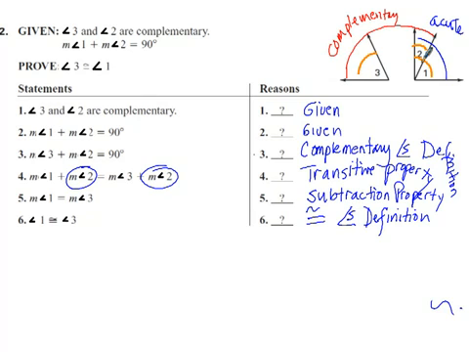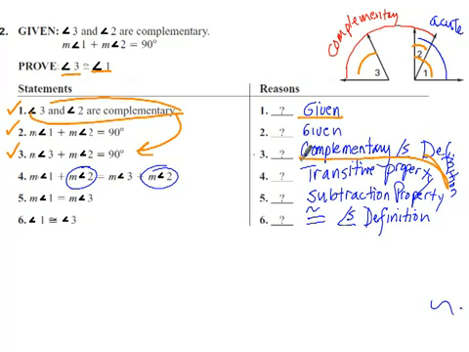So starting off with our givens, we have angle 3 and angle 2 are complementary. That's our first given. Second given, measure of angle 1 and measure of angle 2 equal 90 degrees. That's also given. And we're trying to prove that angle 3 is congruent to angle 1. So we can say measure of angle 3 plus the measure of angle 2, which we're getting from up here, equal 90 degrees. And that is the definition of complementary angles, which is what it sounds like.